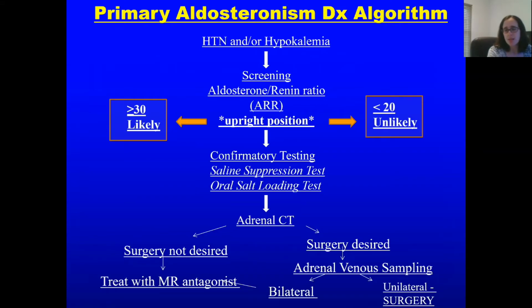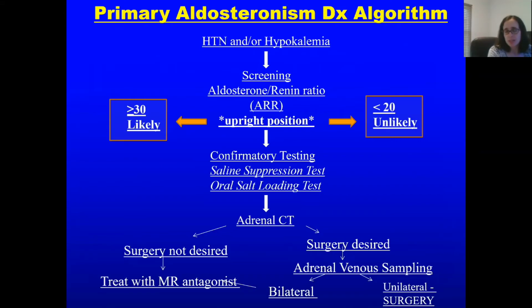So then let's say you've got an adrenal CT scan, it shows an adenoma. Then the next step is, do they want surgery or do they not want surgery? If they don't want surgery, we treat with a mineralocorticoid antagonist like spironolactone or eplerenone. If they do desire surgery, depending on their age, we will do adrenal vein sampling.